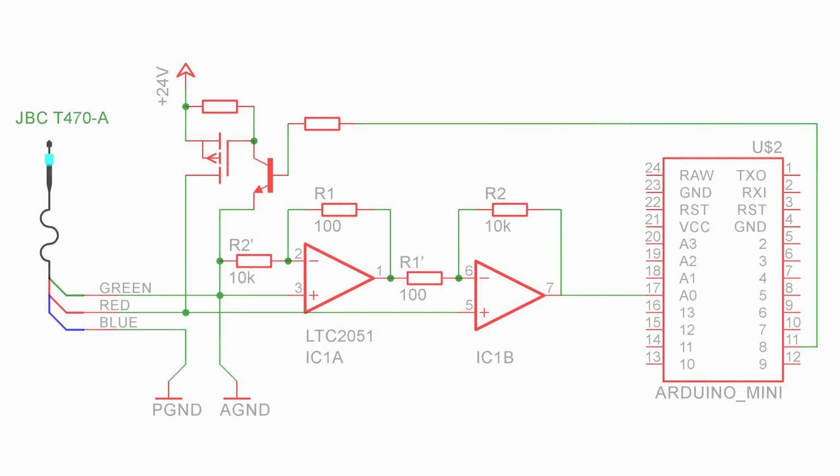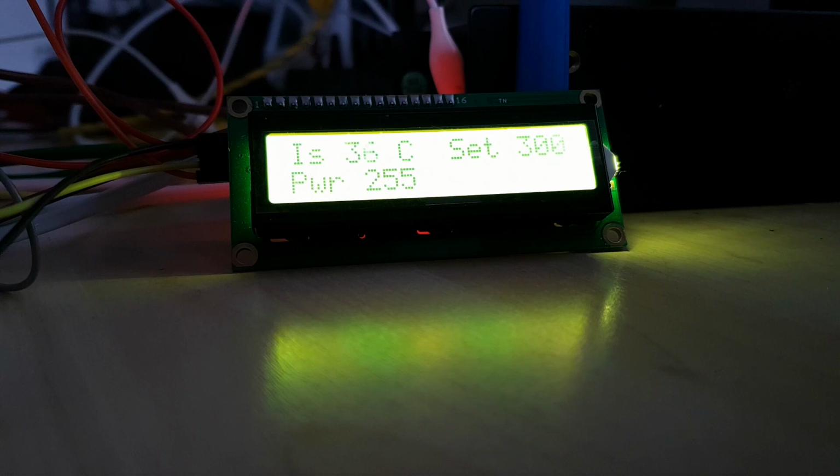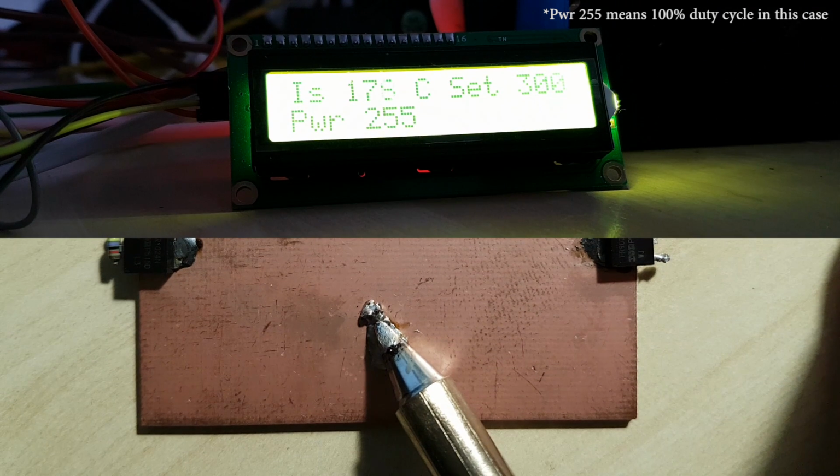But here's my minimalistic approach using a 24-volt DC power supply and a MOSFET high-side switch. Works fine, but can never unleash the full 250 watts of power.